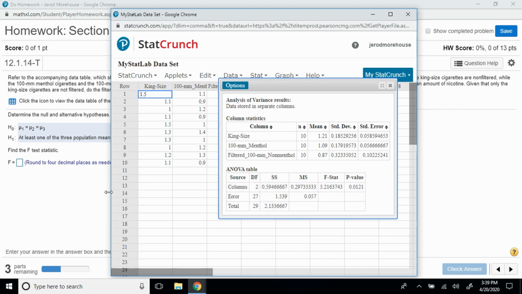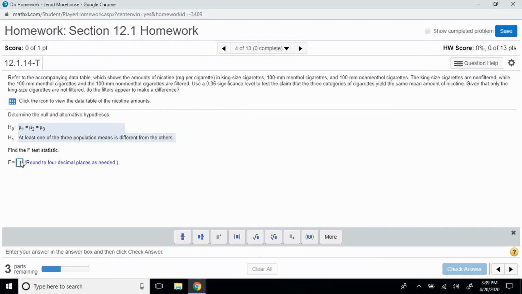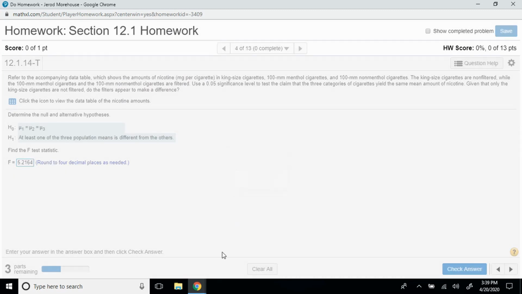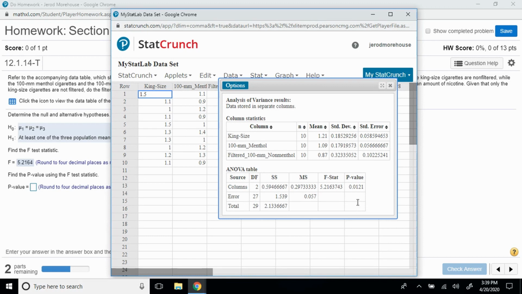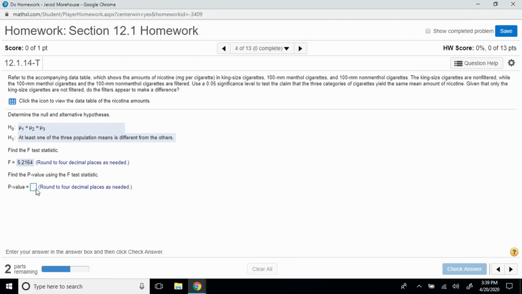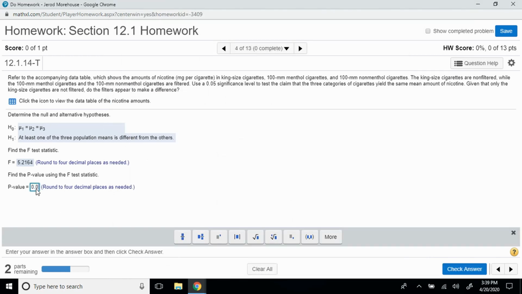So for the F-stat here, it wants 4 decimal places. So 5.2164. Nice. And then we're going to get our p-value. They want 4 decimal places again. So 0.0121.